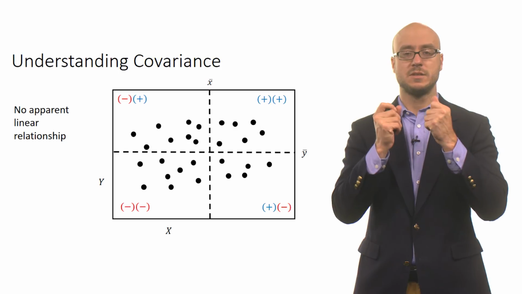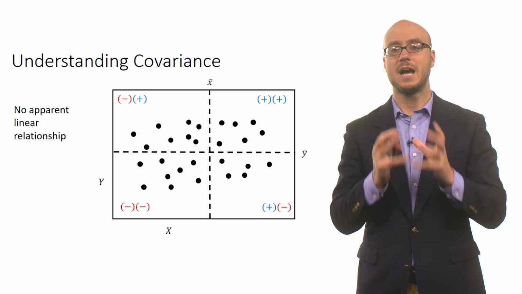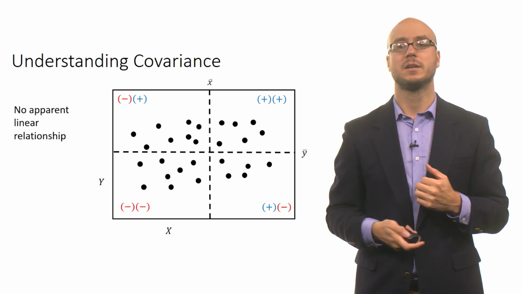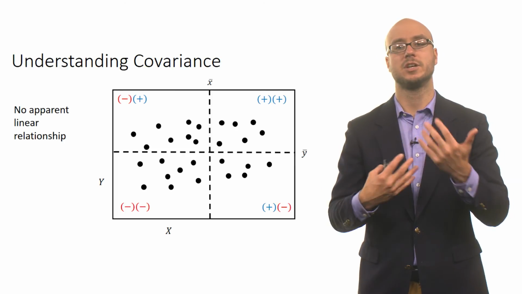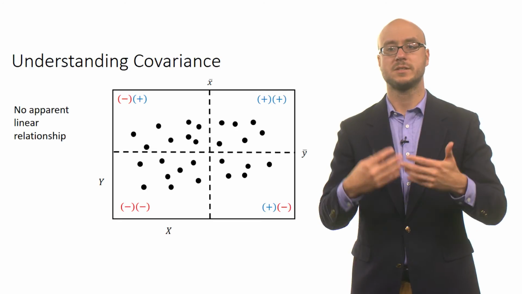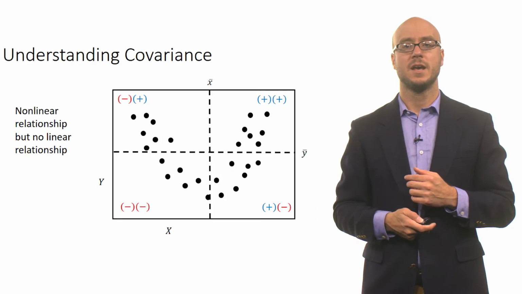So that calculation of the covariance is not going to capture any apparent linear relationship. You can see the negative cross products and the positive cross products, they all kind of cancel each other out. They're all kind of equally spaced in these different regions.